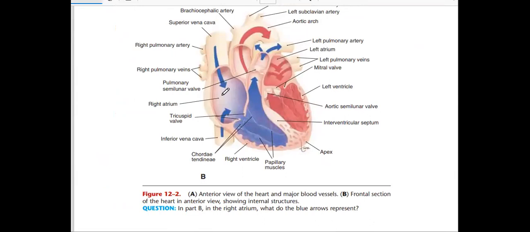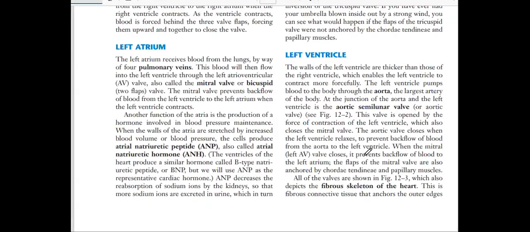Okay, this is the right ventricle, left atrium, left ventricle. This is the tricuspid valve. Sorry, this is the interventricular septum. Here we have the interatrial septum, which divides the atria, and the interventricular septum divides the ventricles. Okay, understood till here?